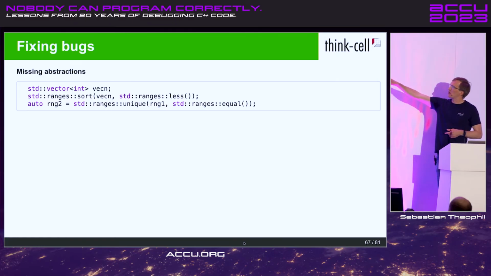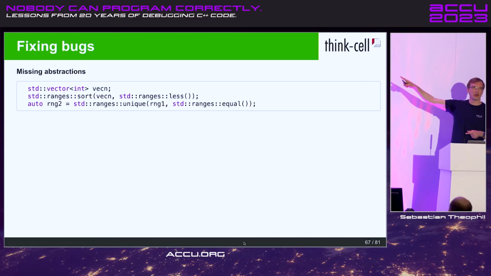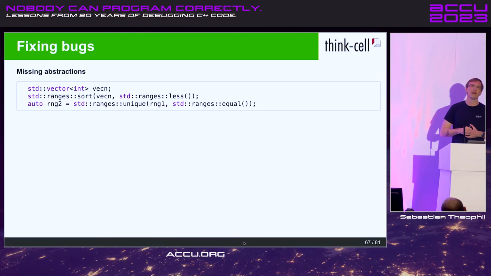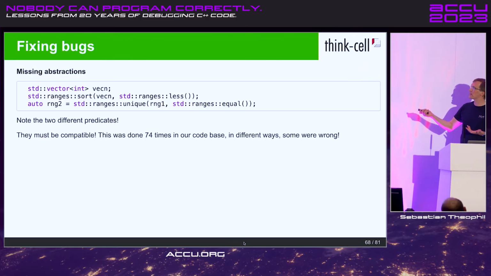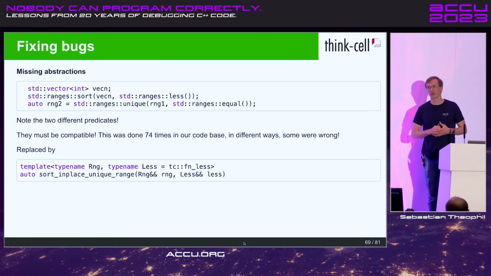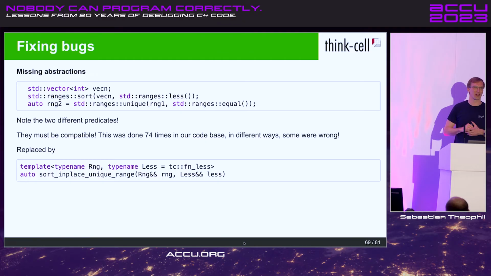Well, the sort and the unique have to use compatible predicates, but they use different ones. One uses a less and the other one uses an equal. But when you program them manually and you just don't use ranges less and ranges equal, then it's easy to get this wrong. And of course, in practice, somebody did get it wrong. So here the missing abstraction was, well, write one algorithm for your code base. If you do this 74 times, then it's probably worth having some function in your code base that only takes one predicate and generates the other one correctly out of, for example, the less predicate.